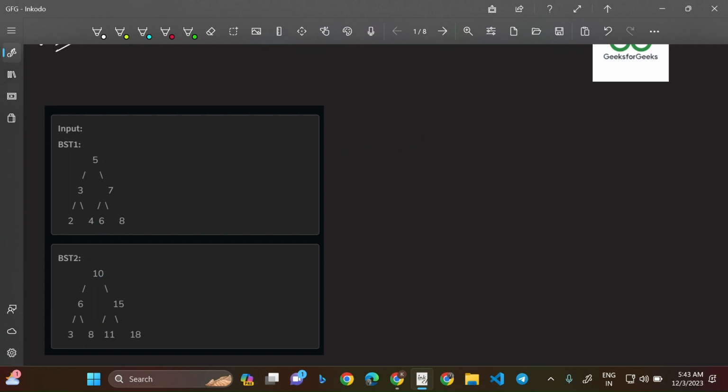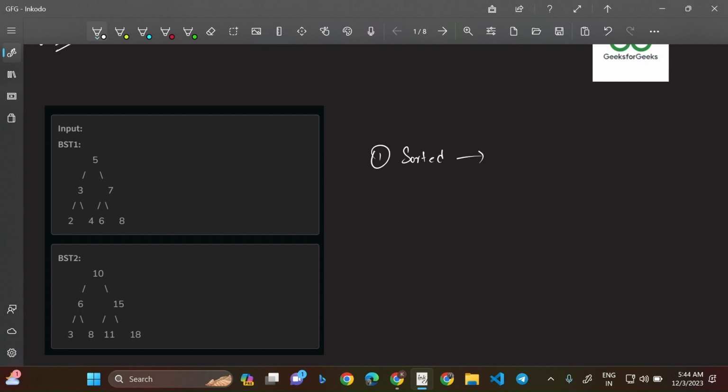Now let us frame the approach. We'll be using this example itself to understand the approach that we are going to frame. What is the speciality of BST? The speciality of BST is that it is sorted. Where is it sorted? How do you identify that it is sorted?